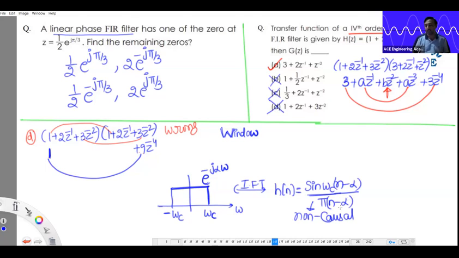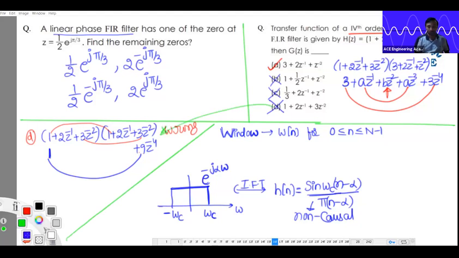To make this non-causal impulse response causal, meaning physically realizable, we multiply it with a window that is defined for a certain length, 0 to n minus 1. To convert the non-causal impulse response to a causal impulse response, we multiply with a specific window defined for 0 to n minus 1. If the response is multiplied by this window, it exists only for positive time, a finite length FIR system.